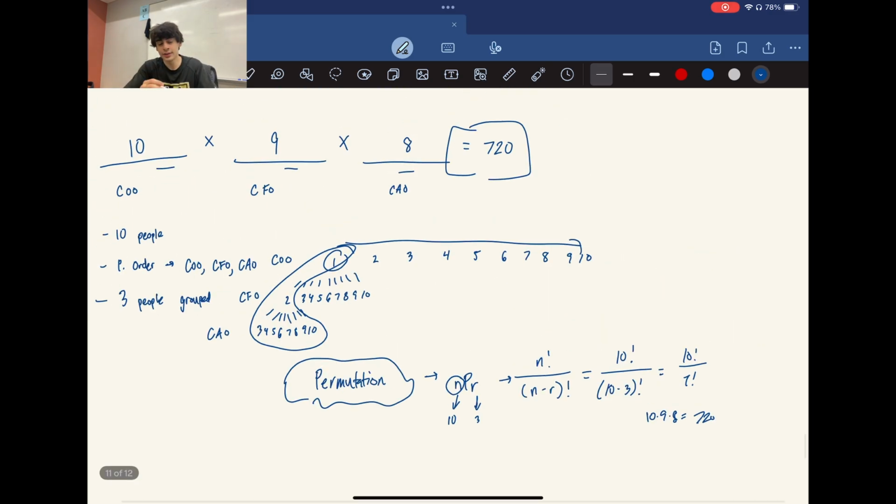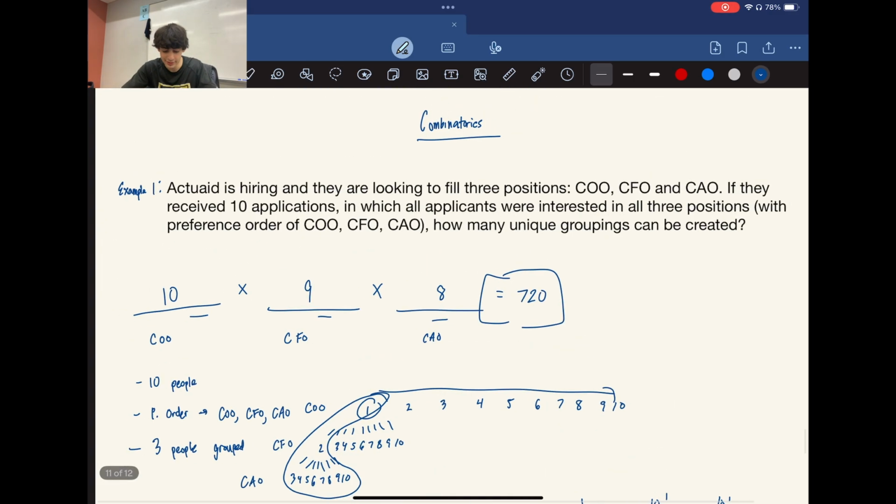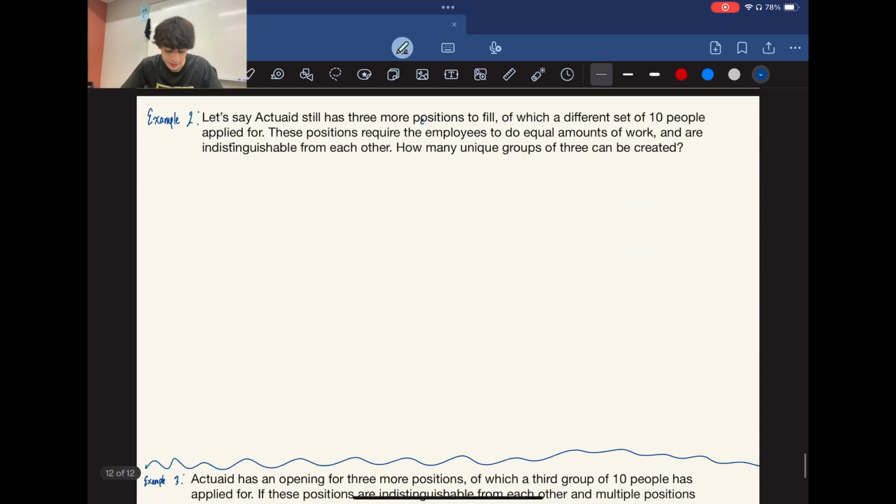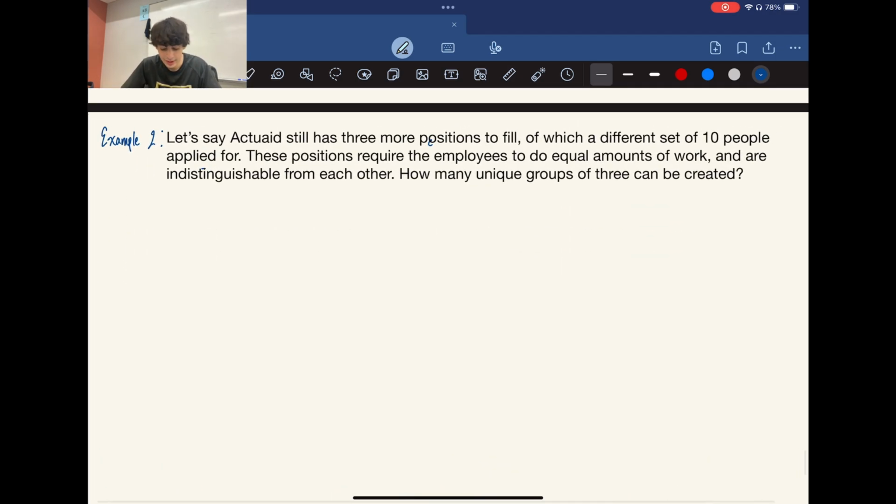I'll show you when to use the permutation in a little bit. This is one example of which it can be used, but first I want to show you an example where it could not be used. And what we're going to use in this example is a combination. So example 2 says that Actuate still has 3 more positions to fill, of which now a different set of 10 people, completely different people from the first example, applied for it. These positions require the employees to do equal amounts of work and are indistinguishable from each other. How many unique groups of 3 can now be created?